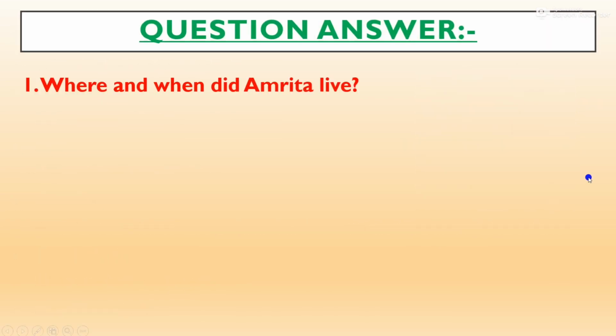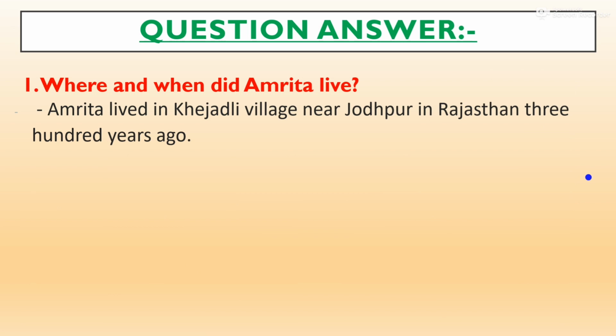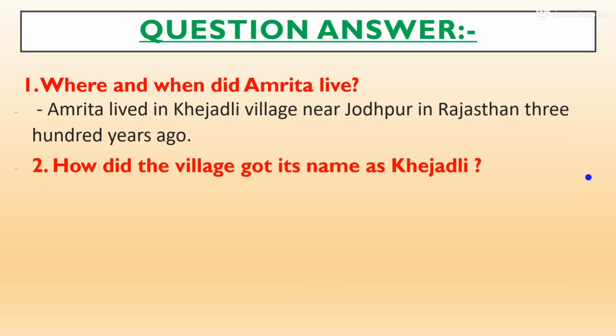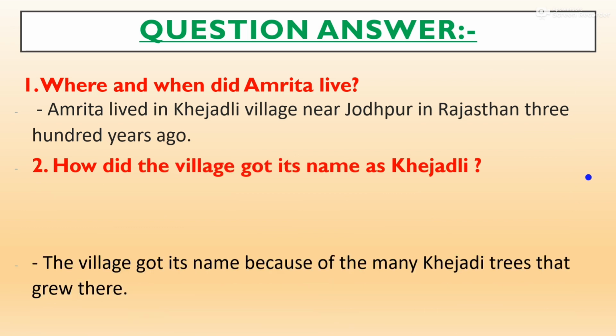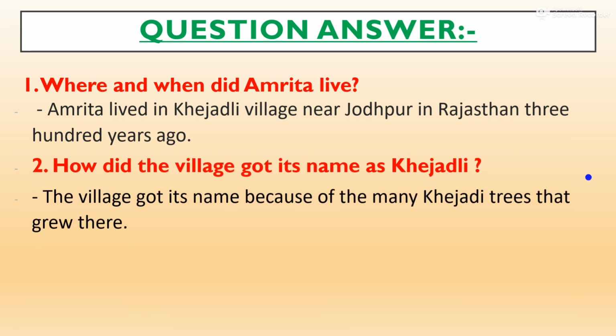Now we will discuss some comprehension questions and answers from the chapter. First one is, where and when did Amrita live? Amrita lived in Khejrali village near Jodhpur in Rajasthan 300 years ago. How did the village get its name as Khejrali? The village got its name as Khejrali because of the many Khejri trees that grew there.